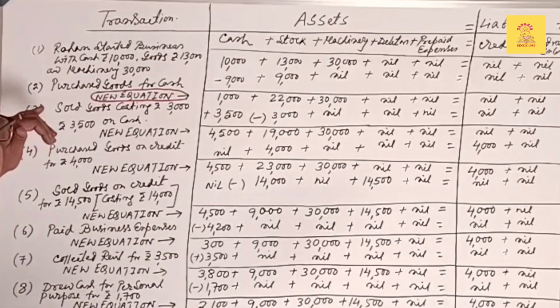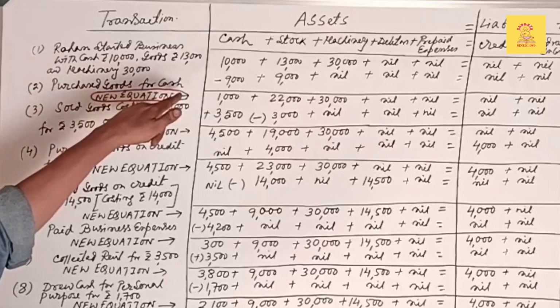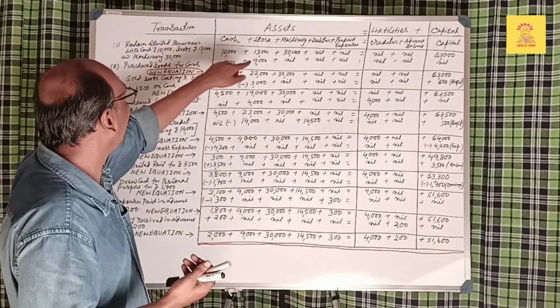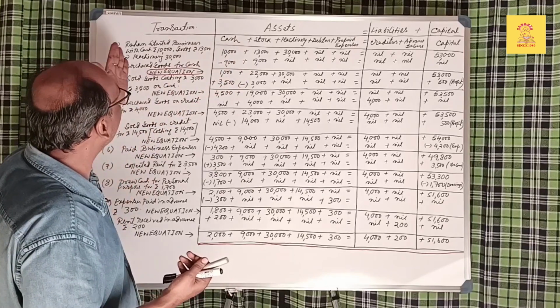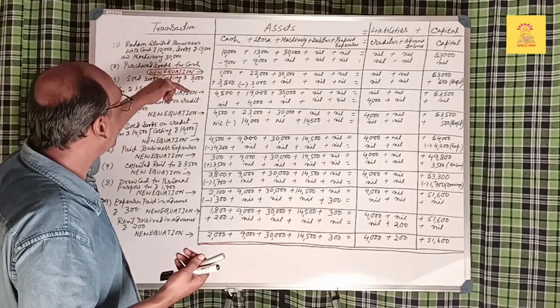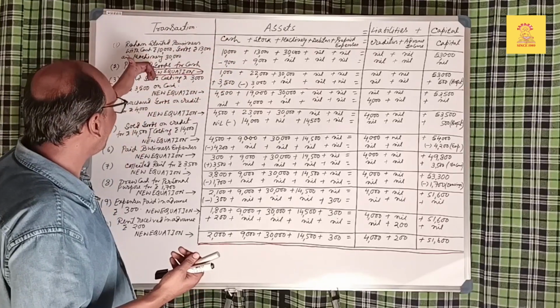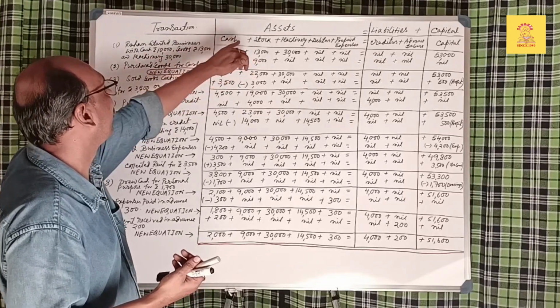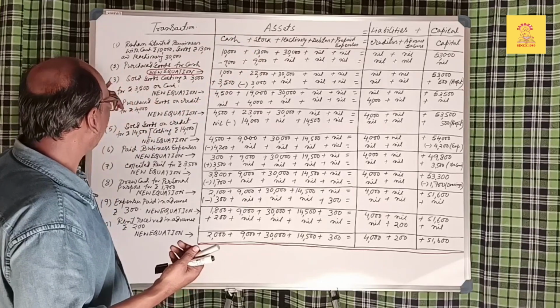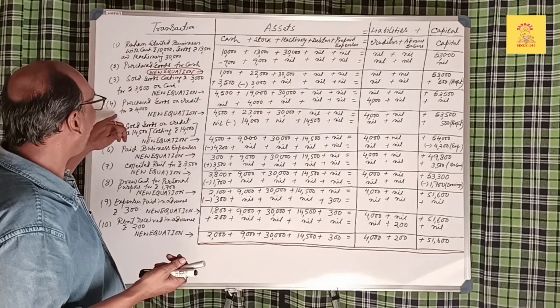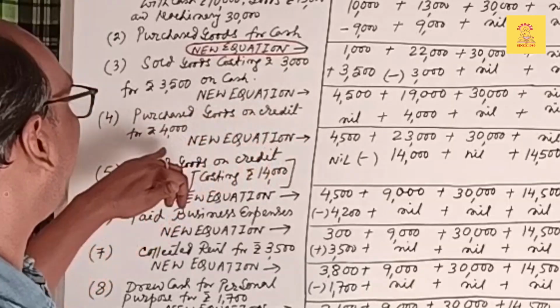In the third, sorry, in the second, purchase goods for cash. Here the same thing happens. Stock is there, and purchase goods for cash, so cash is also there. So stock and cash I have already written here. The third equation we have already discussed. In the fourth equation: purchase goods on credit.